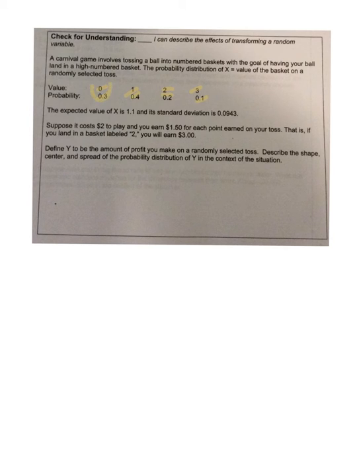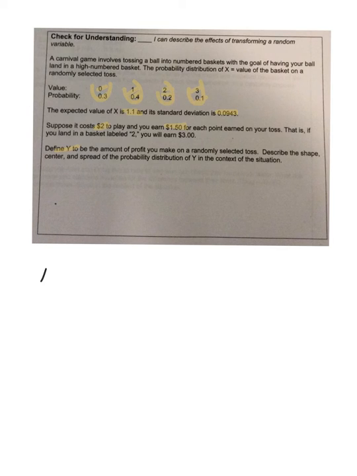And remember, we multiply, add them all together, and we get the average, which is 1.1, with a standard deviation of 0.0943. Now, it costs you $2 to play, and then you can get $1.50 for each point you earn. Okay, so they say let's define y as the new mean and the new standard deviation. So let's take a look at what that might look like.